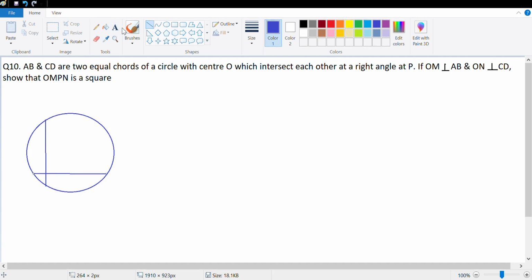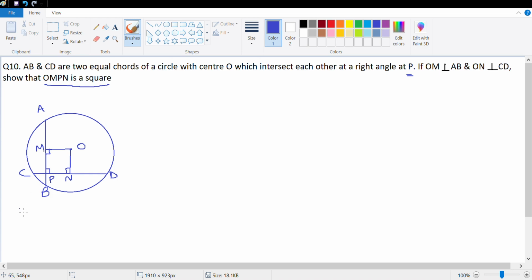Done. So let this be the chord that I've drawn. Let this be AB and CD are the two chords. They intersect at 90 degree. The center of the circle is O and they intersect at right angle at P. So this is point P. OM is perpendicular to AB and ON is perpendicular to CD. Okay, this is M, this is N. We need to show that OMPN is a square.